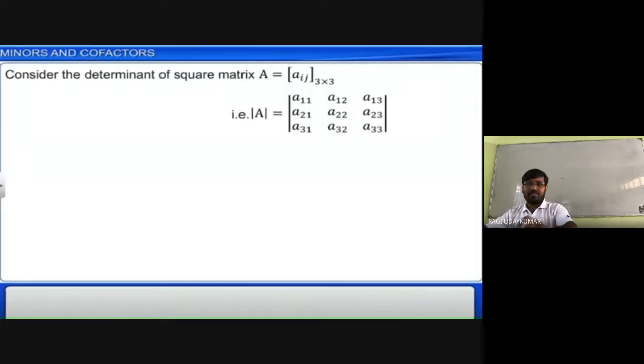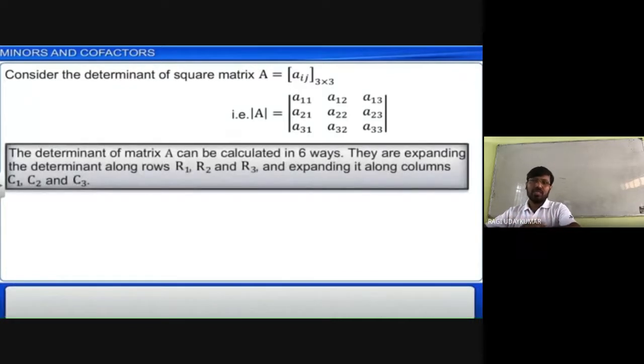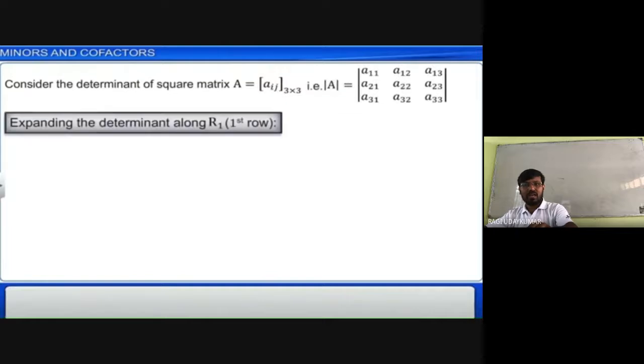A11, A12, A13. The determinant of this matrix is nothing but A11... So the determinant of the matrix A can be calculated in 6 different ways. Already you know that. We expand the determinant along row 1, row 2, row 3, or along column 1, column 2, column 3.